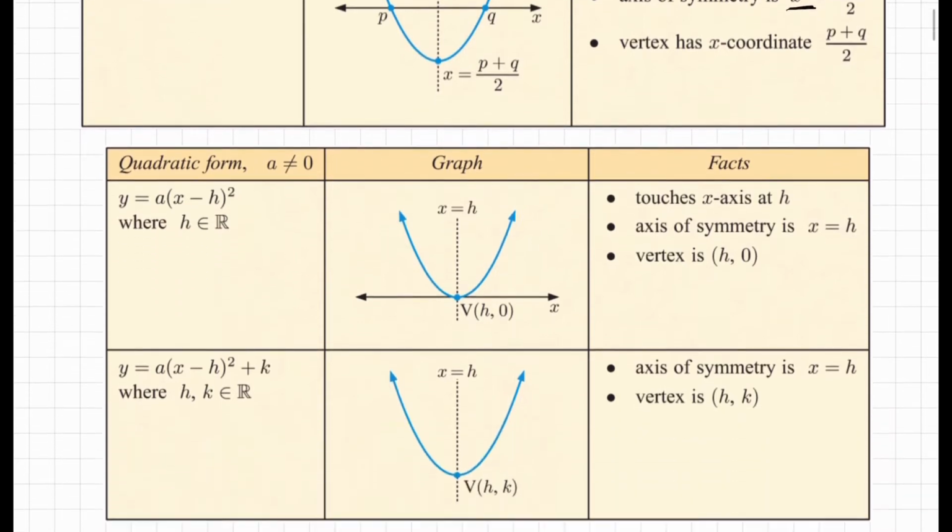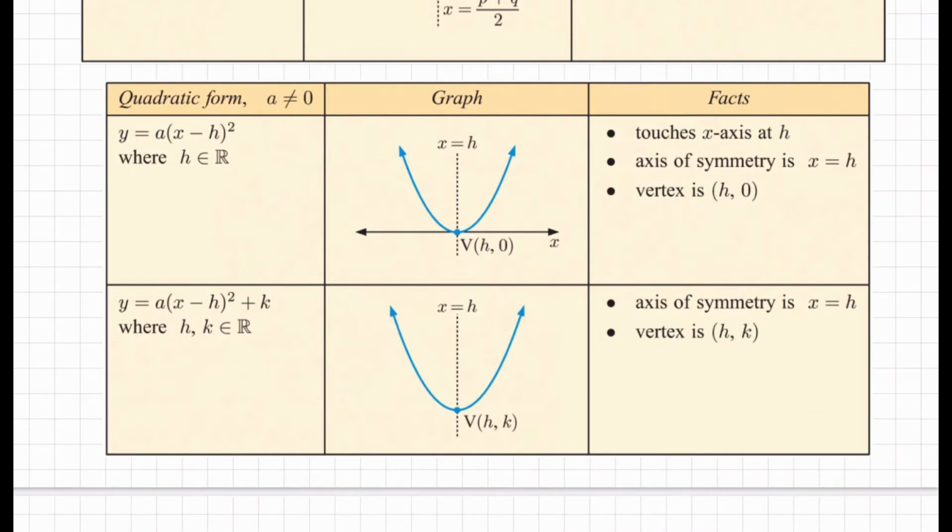Next quadratic form, there's two options here. Mainly I look at the second one, when you've got the k. In the first one, the k is just 0. Now this is called the vertex form, and the h and k are actually the coordinates of your vertex. So h is the x-coordinate and k is the y-coordinate.